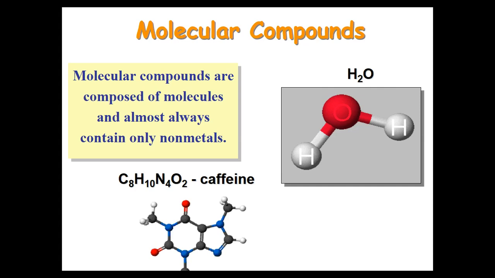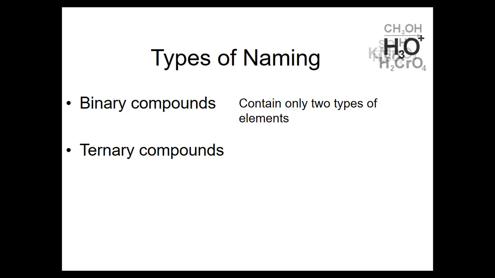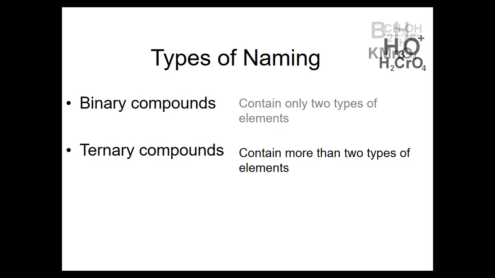Molecular compounds, on the other hand, are composed of molecules, and these almost always contain nonmetals. So these are just 2 examples, and we're not going to go over molecular compounds today, but just remember, ionic compounds have metals and nonmetals, and molecular compounds have only nonmetals. Okay, the type of naming we're going to go over today is binary compounds. We will go over ternary compounds next class. But binary compounds only have 2 types of elements, as opposed to ternary compounds, which have more than 2 types of elements.